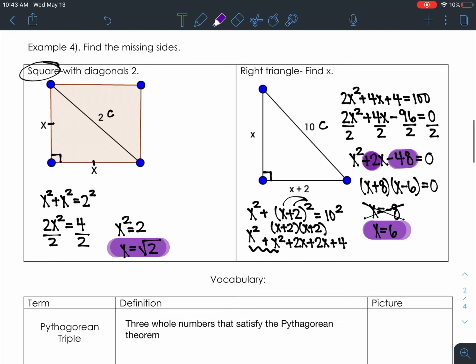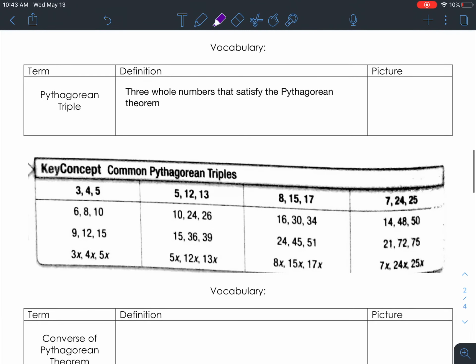All right, guys, so the next idea is a Pythagorean triple. What a Pythagorean triple is, it's 3 whole numbers. So remember, whole numbers means no decimals or fractions, okay? So 3 whole numbers that satisfy the Pythagorean theorem, all right? So what this means is that there are common side lengths within right triangles that satisfy the Pythagorean theorem, but they have to be whole numbers, okay?